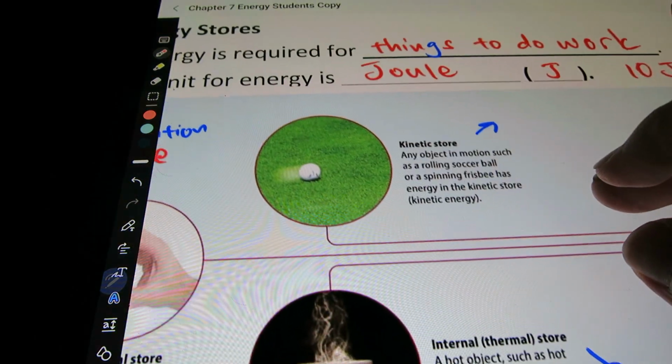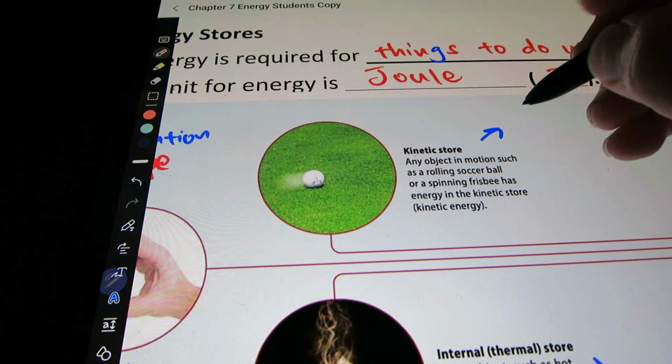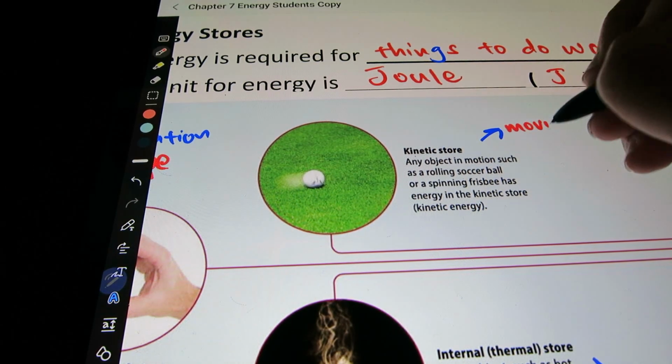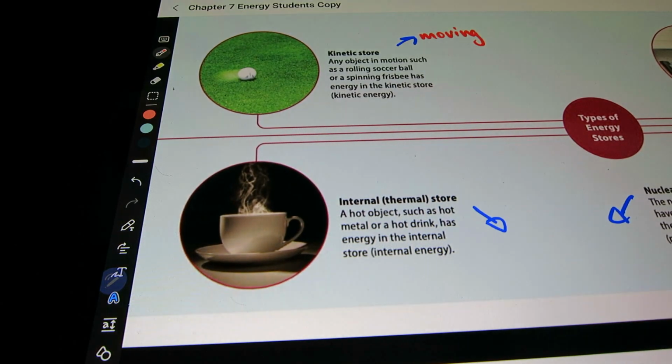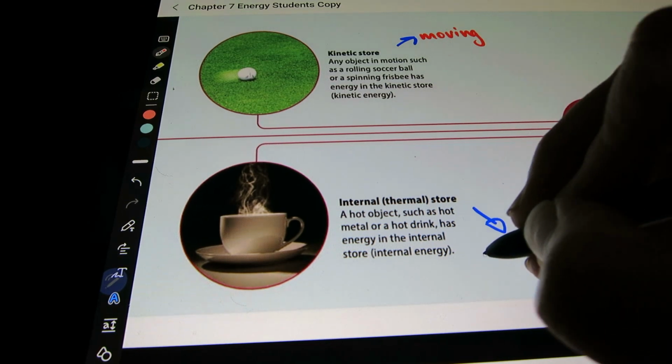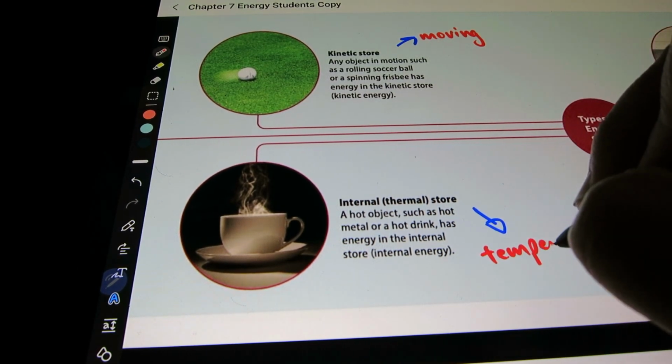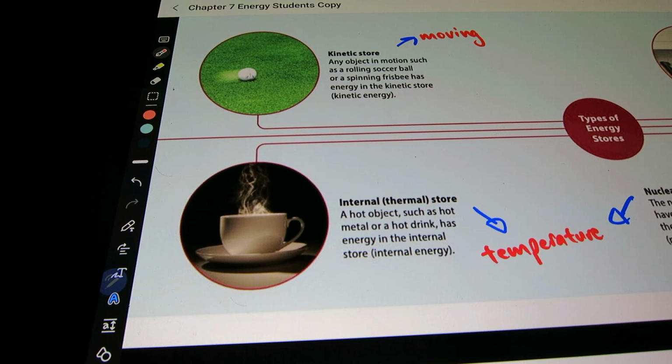Moving on to the next one. Kinetic store is basically anything that has motion. So if an object is moving, we say it has energy in the kinetic store. Internal thermal store is also quite a simple one. Basically anything to do with temperature. So if an object has a certain temperature, then we say it has energy in the internal thermal store.